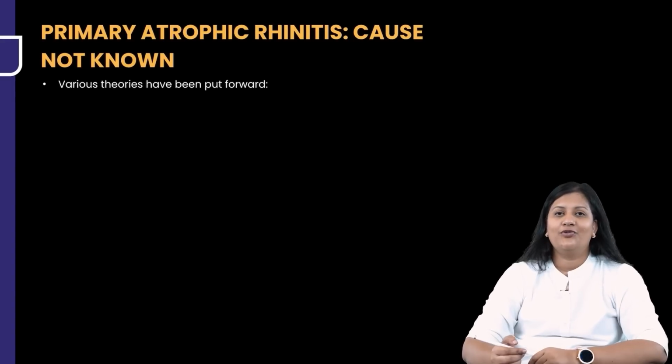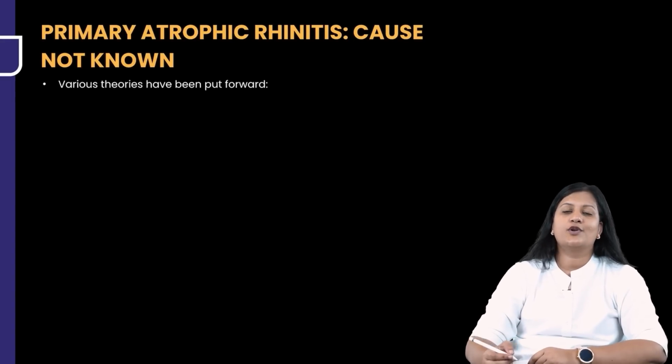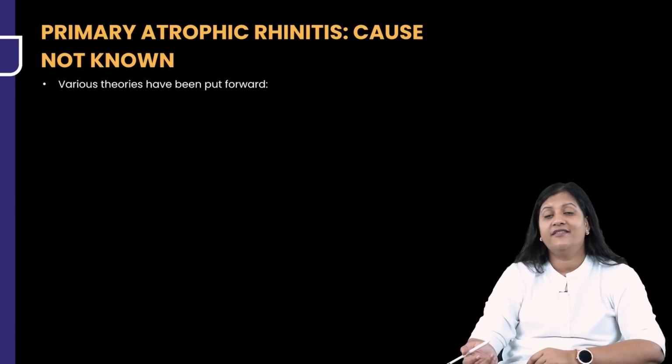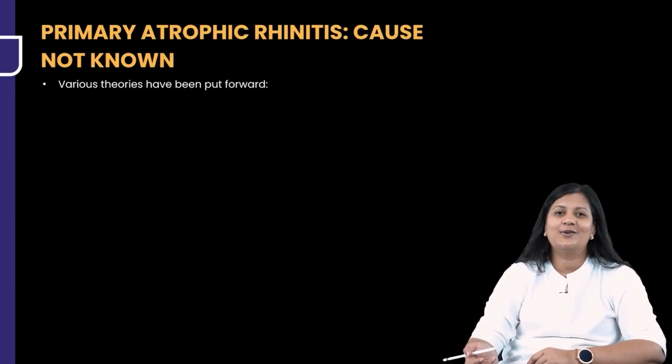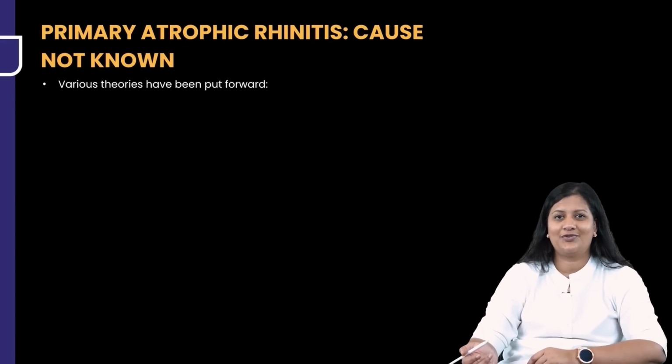Now primary atrophic rhinitis, as I have told you, is most commonly due to an unknown cause, and various theories have been put across to understand the causation of primary atrophic rhinitis.